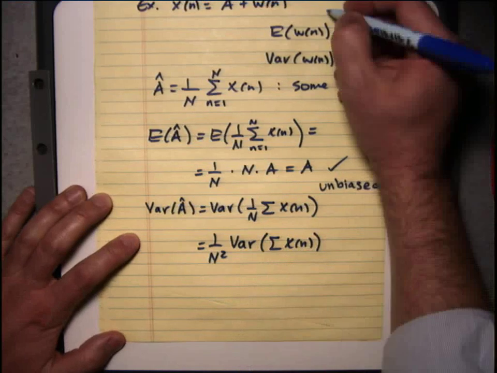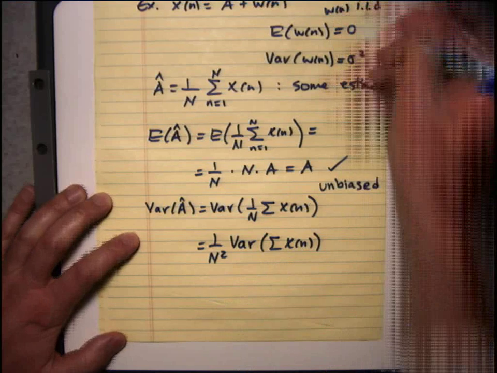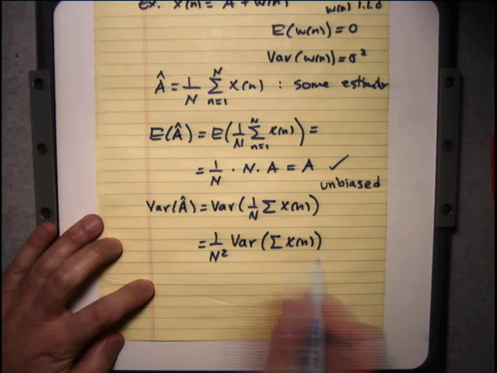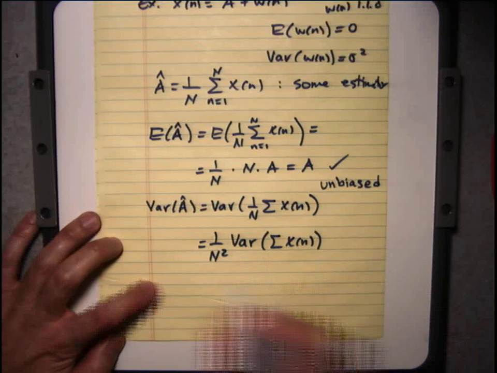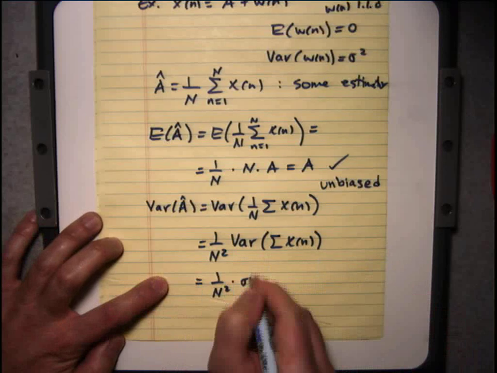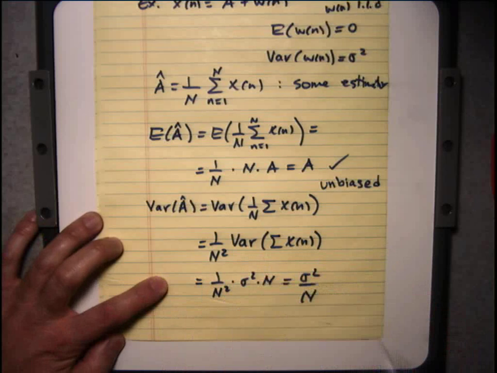I forgot to mention here, I'm going to assume that the w of n is IID, even though I'm not assuming that it's Gaussian necessarily. Okay? So if that's true, then the variance of the sum is just the sum of the variances. So this becomes 1 over N squared times sigma squared times N. So this is sigma squared over N. Okay?